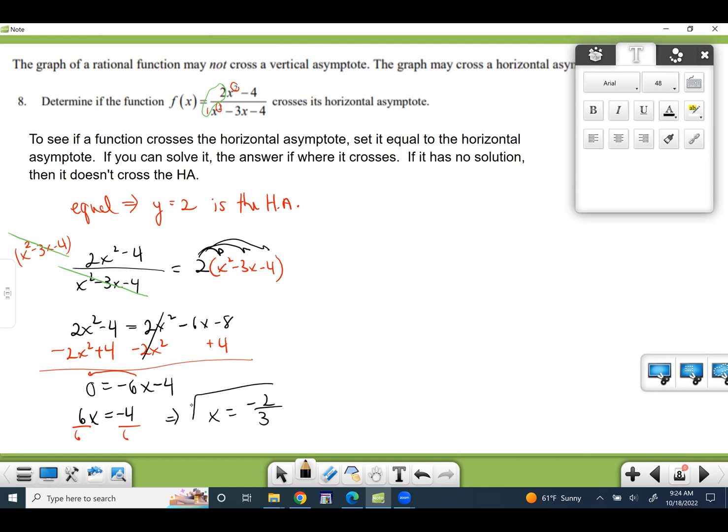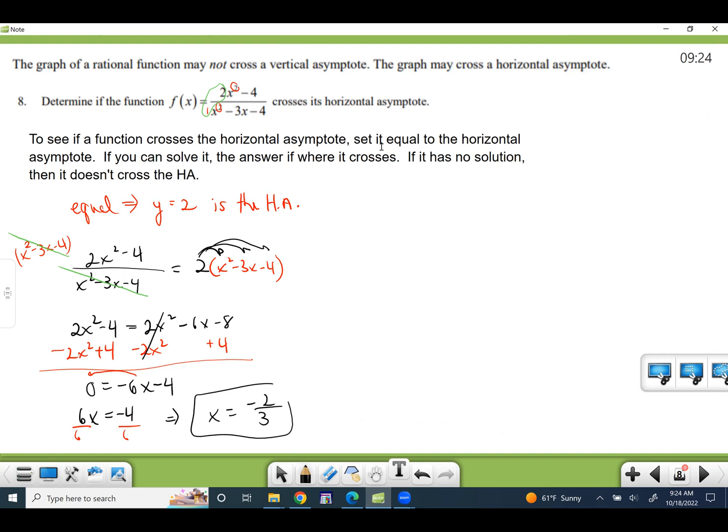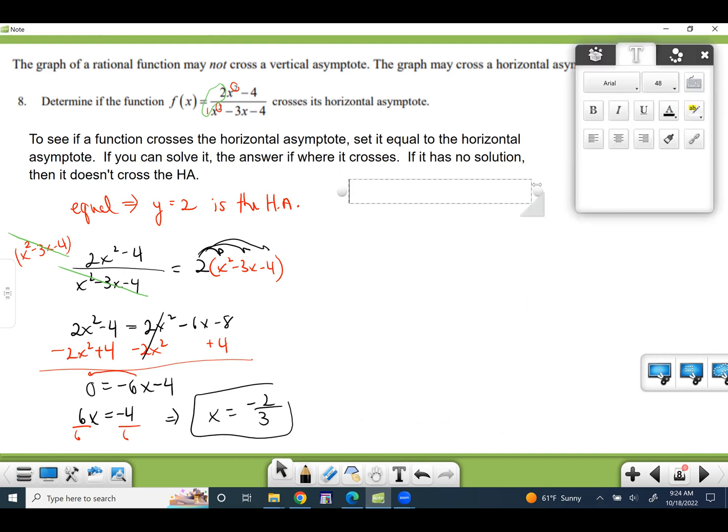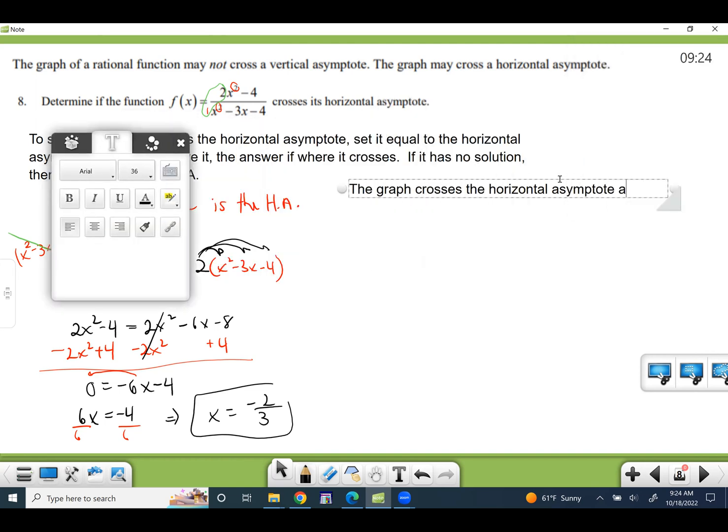So what does that mean? That means it does cross the horizontal asymptote. Not only does it cross it, but we know where it crosses it. The graph crosses the horizontal asymptote at, well, we know the x value is negative 2/3, and we know that the y value is 2 because that's where the horizontal asymptote is.